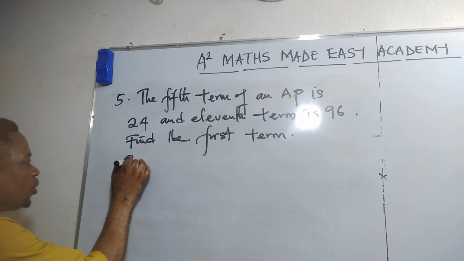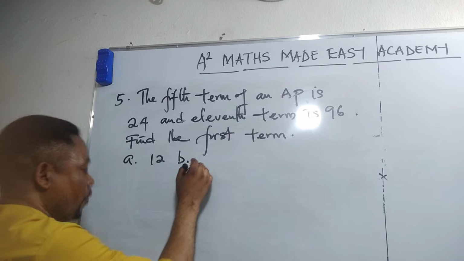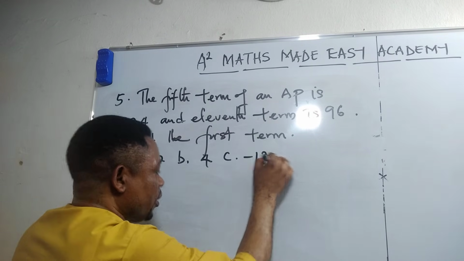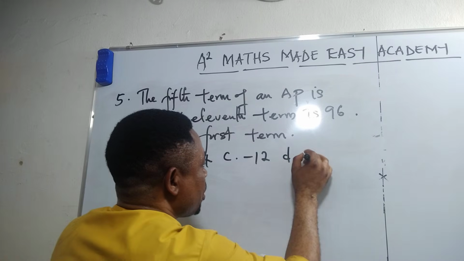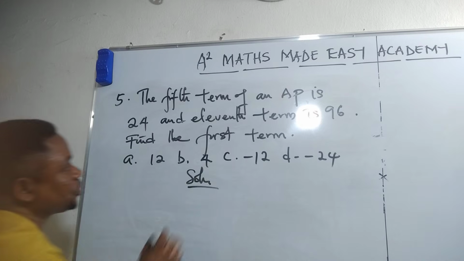Now let's take a look at the options. Option A says 12. Option B says 4. Option C says minus 12. And option D says minus 24. Now let's go ahead and solve this particular question.